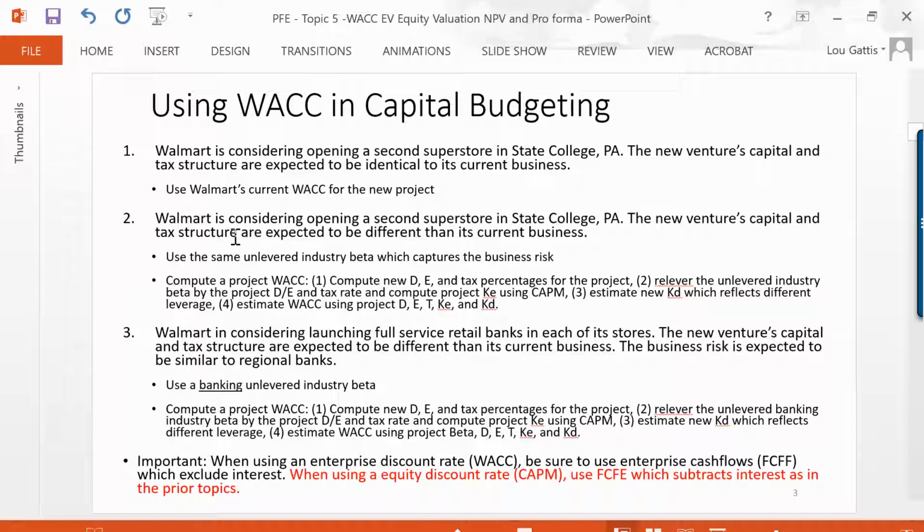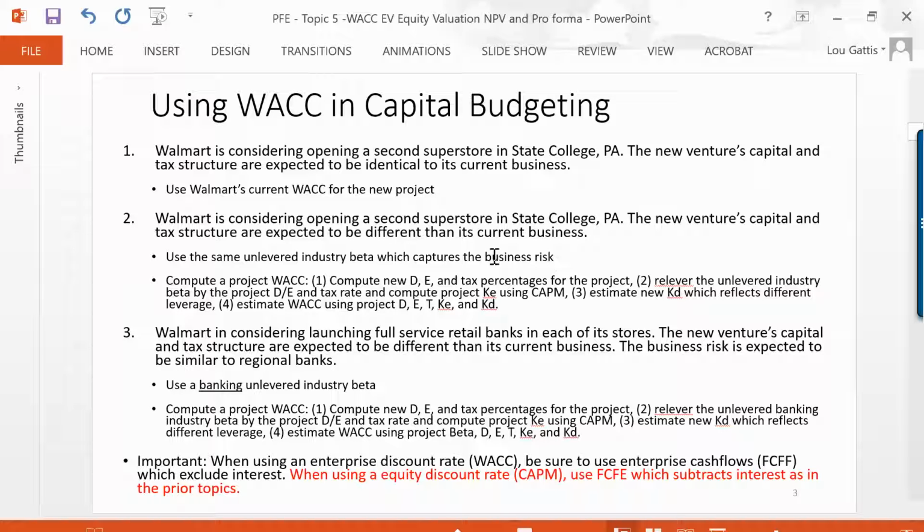However, if they're going to launch a new store, but now they're going to have a shift in policy, they're going to have a new capital structure. In that case, you can't use the current WACC because the current WACC reflects both the business risk and financial risk of the existing firm. This new project is going to have the same business risk. However, it's going to be financed differently, so it'll have different financing risk.